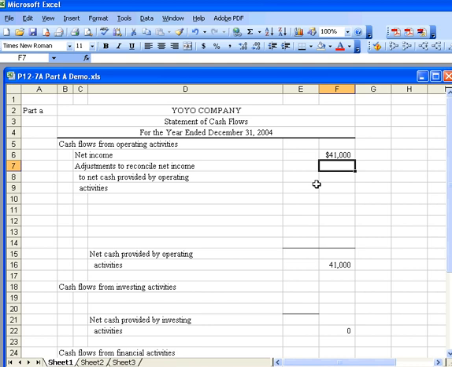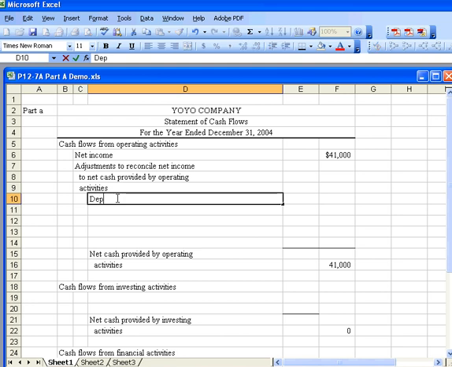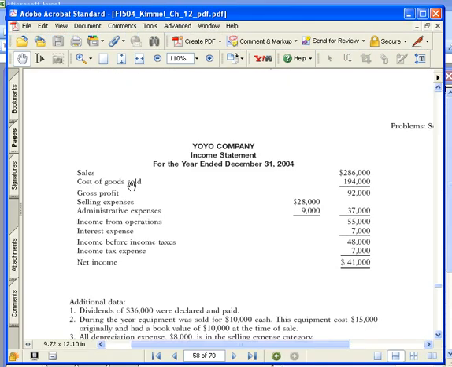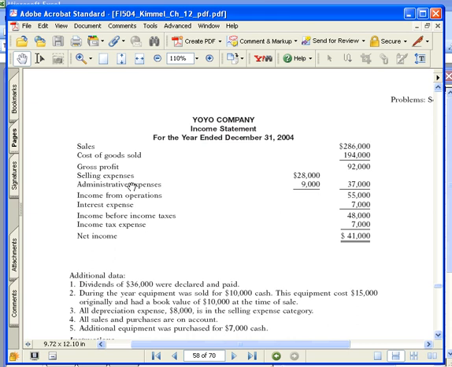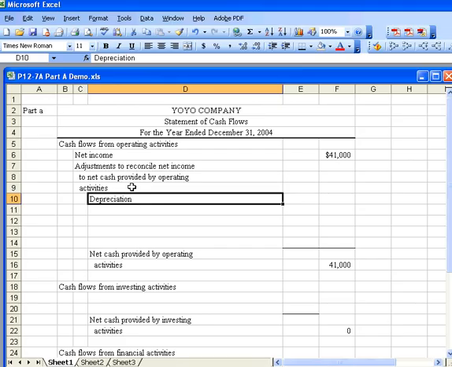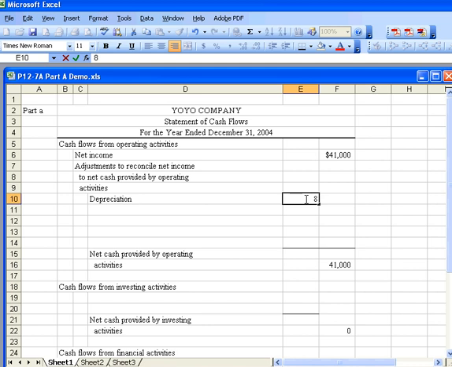Next, we need to add back adjustments to reconcile net income to net cash provided by operating activities. And the first one that comes to mind, in my mind, is depreciation. We should be able to get that right from the P&L, so let me look on down and see if we've got depreciation. There it is, Note 3, $8,000 is in the selling expense category. So they told us that depreciation for this company only existed in the selling expense. Little simplification, but that's okay.